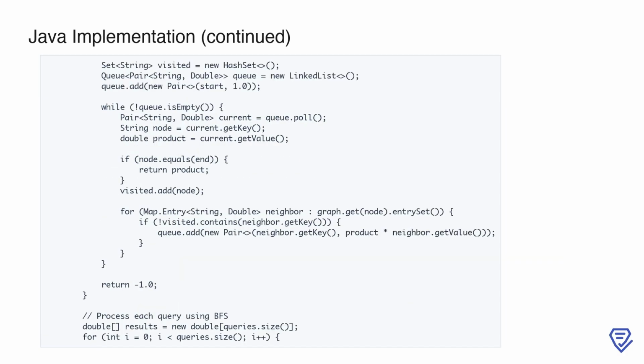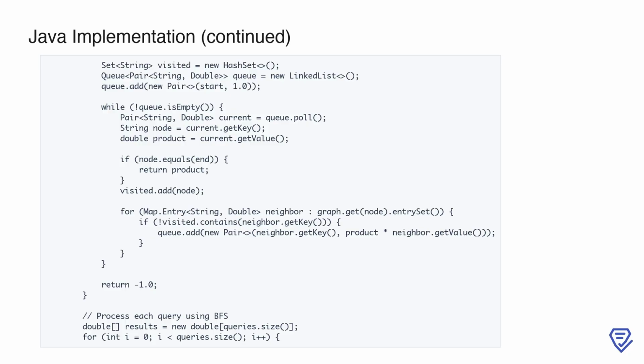The BFS function is used to calculate the result of a division query. First, we check if the graph contains both the starting and ending variables. If either is missing, we return -1.0, indicating that the query cannot be resolved. If the start and end variables are the same, the result is simply 1.0, as any value divided by itself equals 1. After these initial checks, we set up the BFS traversal.